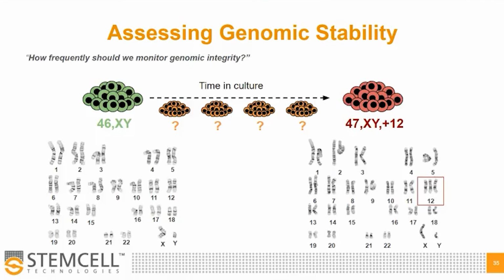It's also important to keep high quality, genomically stable cell banks so that if or when an abnormality happens in culture, you know what passage to revert to that is known to be genomically stable.